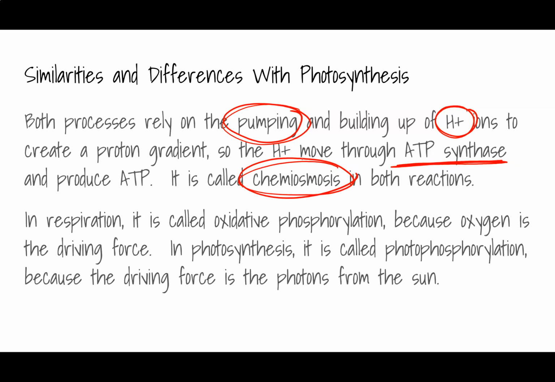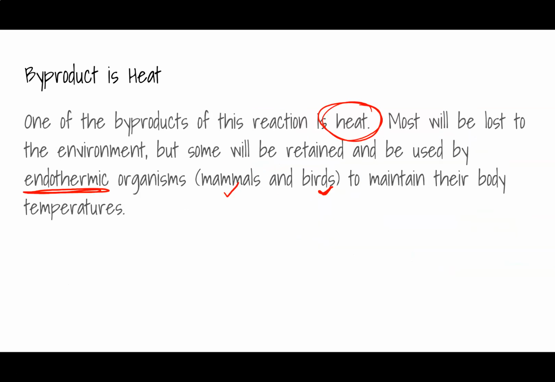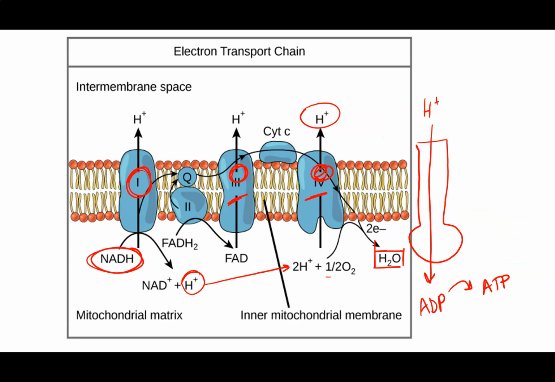In respiration, it is known as oxidative phosphorylation. It's called oxidative because the oxygen drives the party. In photosynthesis, it's known as photophosphorylation because the sun drives the whole party. So if we go back to the picture here, the oxygen right there is the driving force. In photosynthesis, the sun is the driving force.